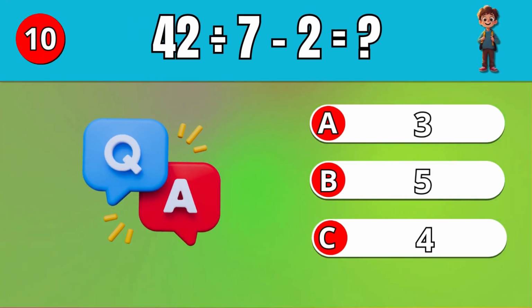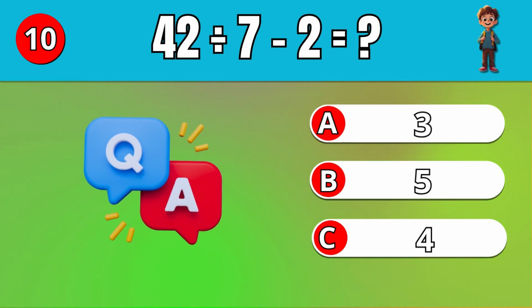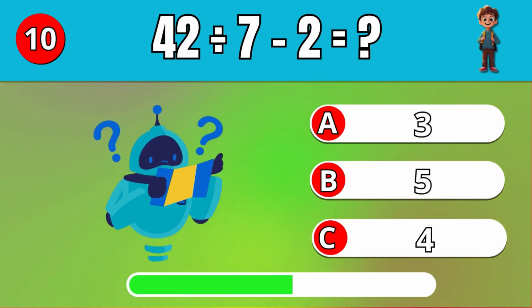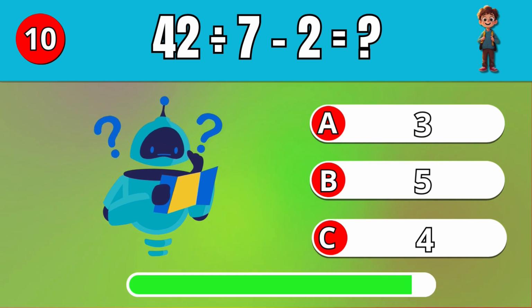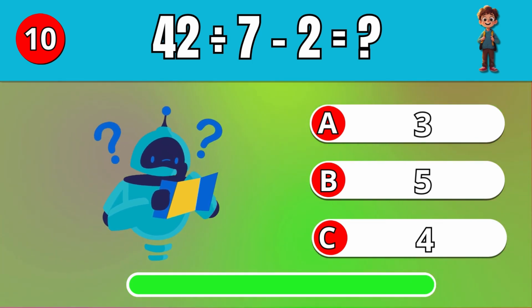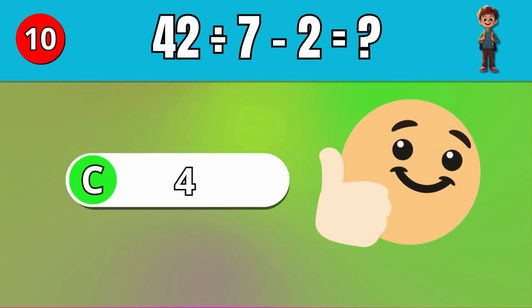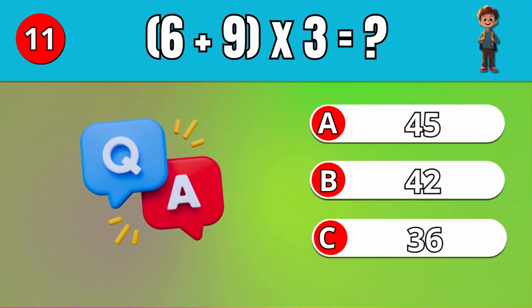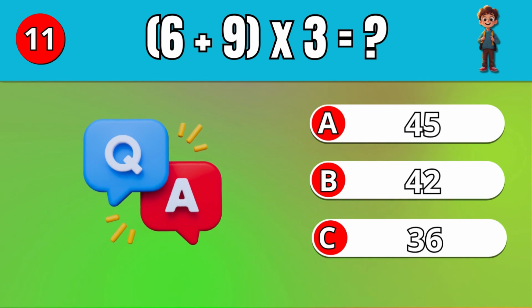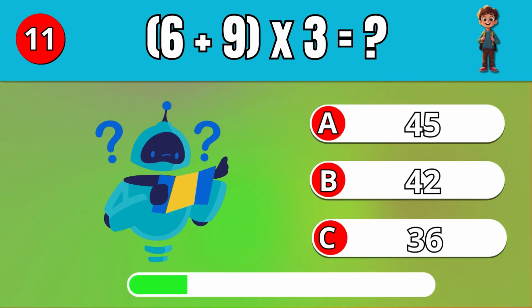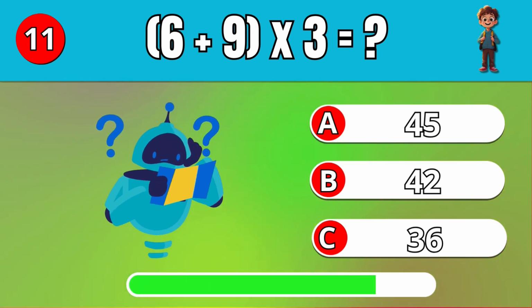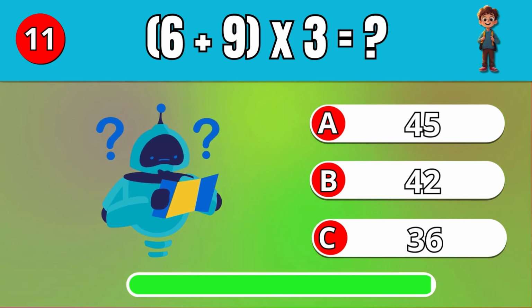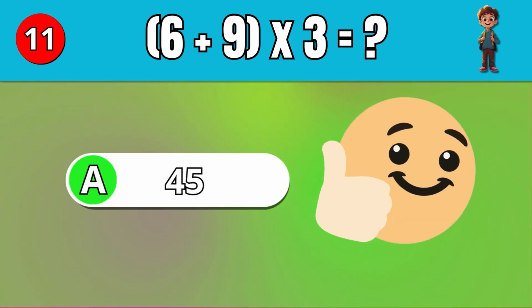What is 42 divided by 7 minus 2? C 4. What is the result of 6 plus 9 times 3? A 45.